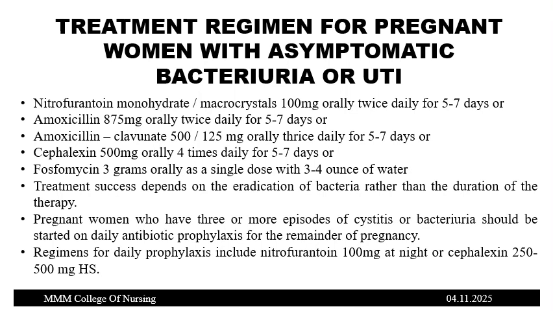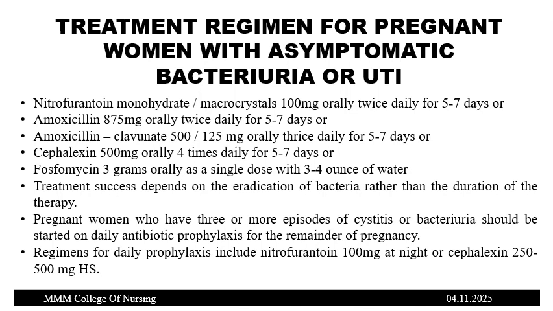We can give nitrofurantoin monohydrate macrocrystals 100 milligrams orally twice daily for 5 to 7 days, or amoxicillin 875 milligrams orally twice daily for 5 to 7 days, or amoxicillin clavulanate 500 by 125 milligrams orally thrice daily for 5 to 7 days, or cephalexin 500 milligrams orally 4 times daily for 5 to 7 days, or fosfomycin 3 grams orally as a single dose with 3 to 4 ounces of water.